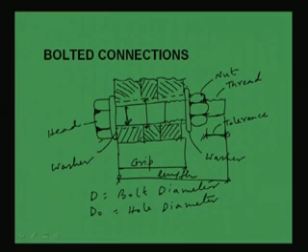So, these dimensions are standard dimensions. For a particular diameter of the bolt, all other details are standard and have been given in the code. Diameter to diameter, the size of the bolt varies, and because of the varying diameter of the bolt, the size of other parameters will change.